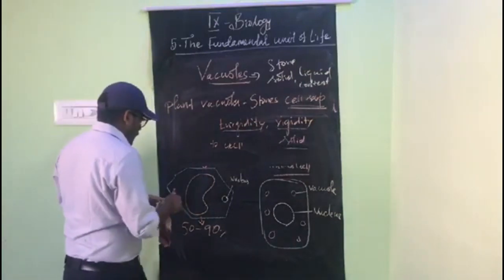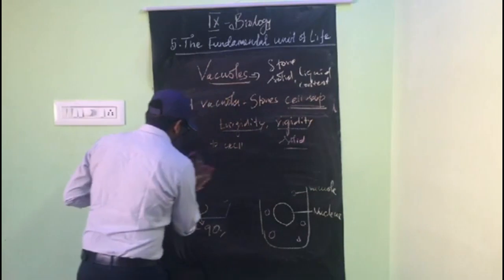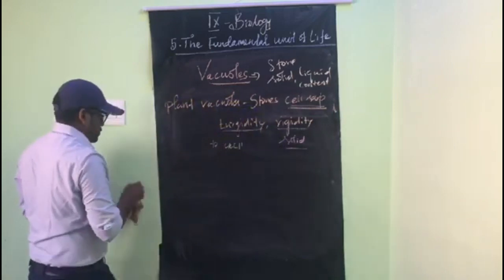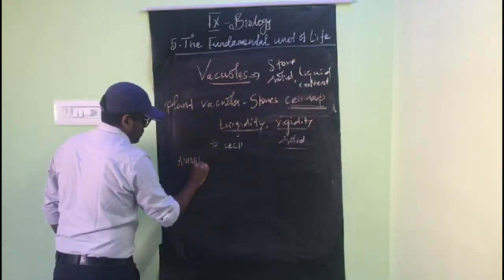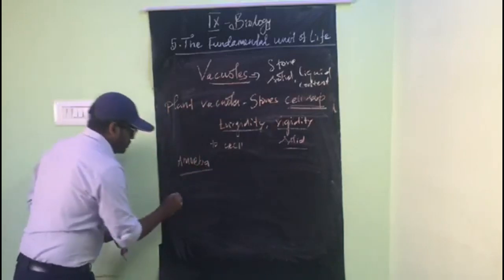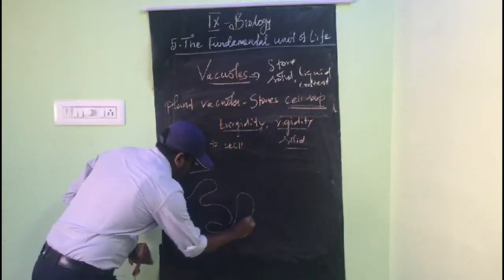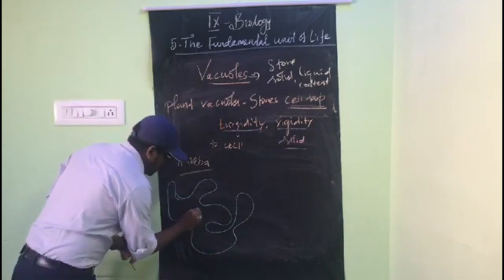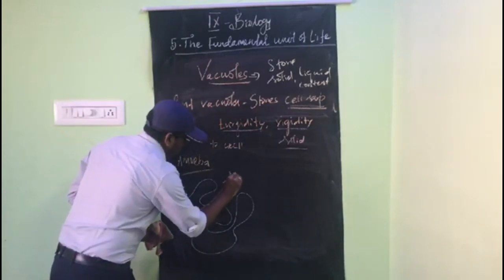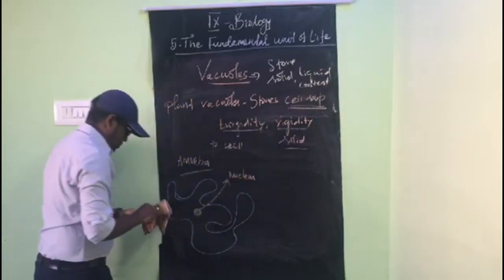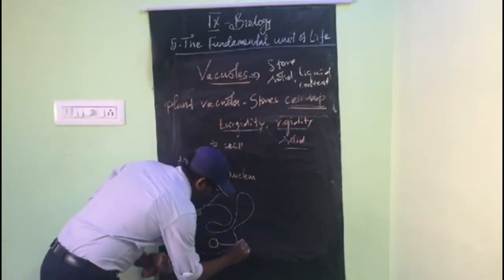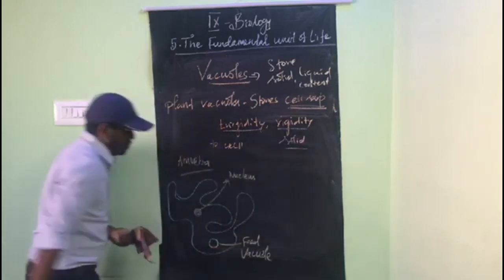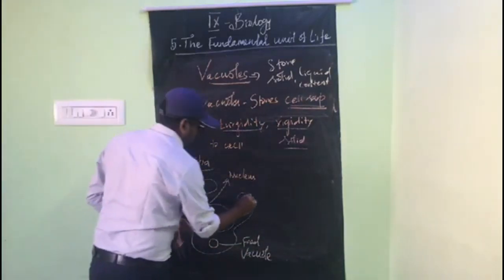These vacuoles are also present in unicellular organisms, for example, amoeba. Amoeba is shapeless; there is no specific shape. This is the nucleus, and this is the food vacuole. This is the cell membrane.